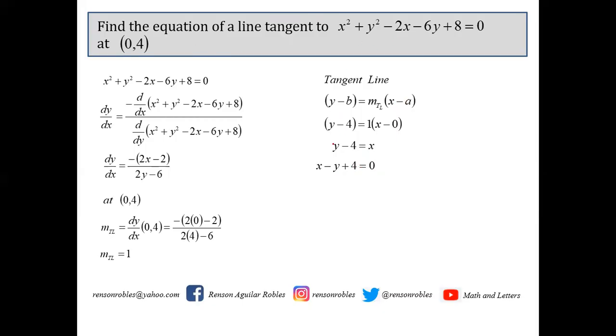And for the equation of the normal line, we know that the negative reciprocal of positive 1 is negative 1. So that's the slope of the normal line. And therefore, the equation is given by y minus 4 equals negative 1 times the quantity x minus 0, or that is y minus 4 equals negative x, or x plus y minus 4 equals 0. This is the equation of the normal line.